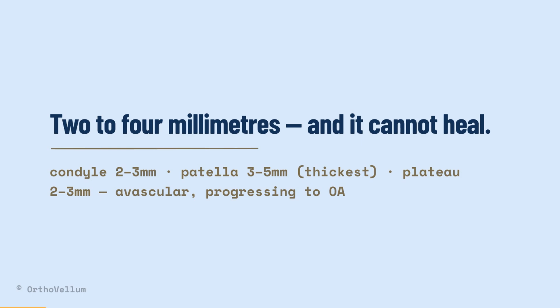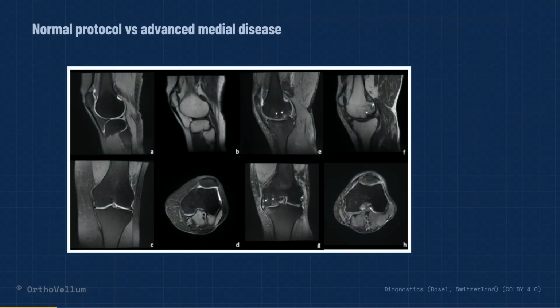And it is avascular, with limited chondrocyte proliferative potential, so once damaged, defects progress toward osteoarthritis. Measure every defect as AP dimension, width, and depth in millimeters. This is the morphological protocol at work, complementary planes and contrasts.